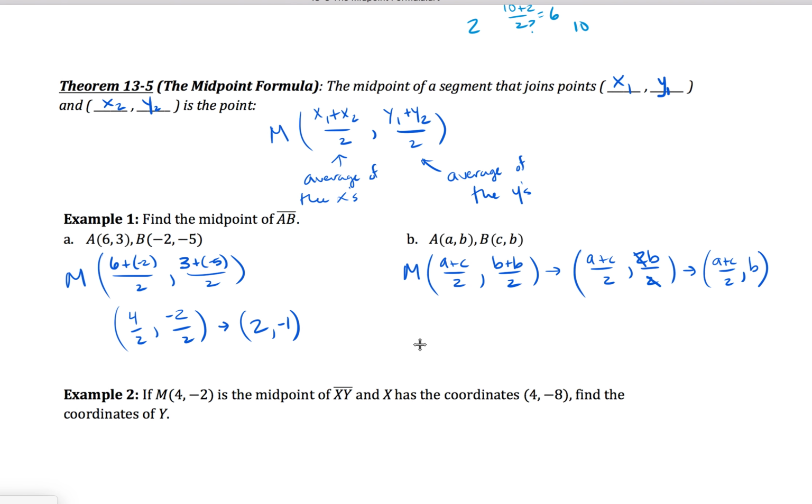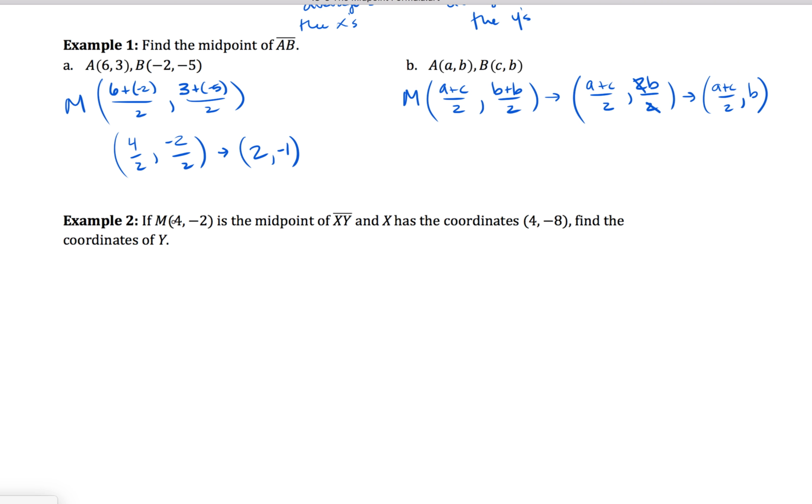Now in this last example, I'm giving you the midpoint and one of the endpoints, and I want you to find the coordinates of the other endpoint. So in other words, on an xy axis, we have X somewhere down here at (4, -8). We have a midpoint of (4, -2), and that's the midpoint M. Somewhere up here is Y, because here's segment XY with a midpoint at M.